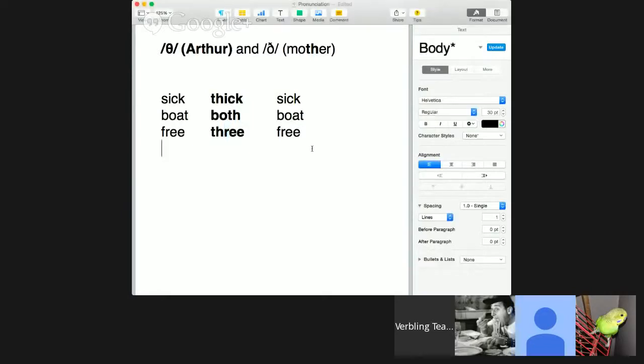Okay, Giselle, your turn. Thick, thick, thick. Both, both, both. Free, three, free. Very good. Okay, Giselle, what you need to do to improve a little bit is just to get a bit more air coming through, okay? So when I say thick, I'm blowing lots of air through to get that sound. The same with both and three. So if you overemphasize it a little bit to get some more air coming out, just try one more time for me.